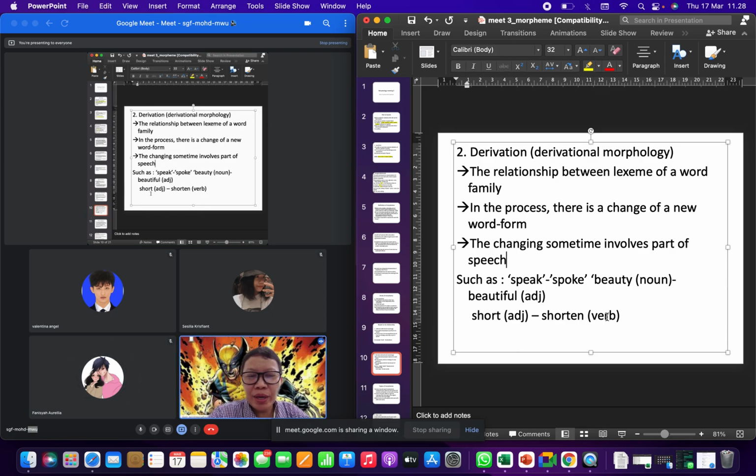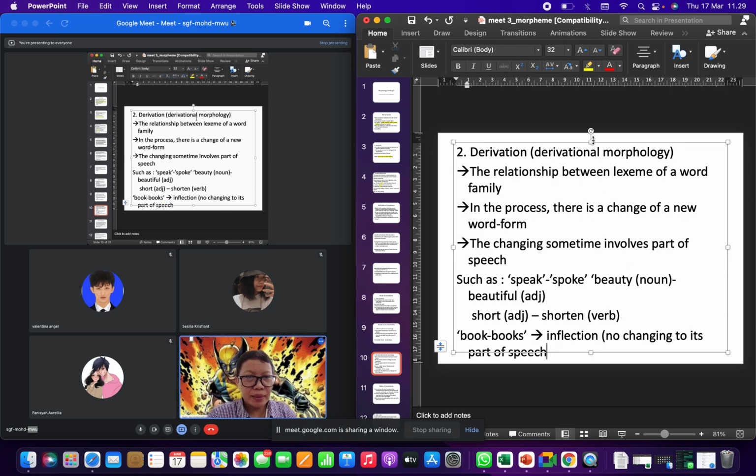Okay, we have another example. The previous example was morpheme book, morpheme book to books. Okay, now let's see here. It is inflectional because there is no change to its part of speech, because both are nouns, yeah, part of speech.